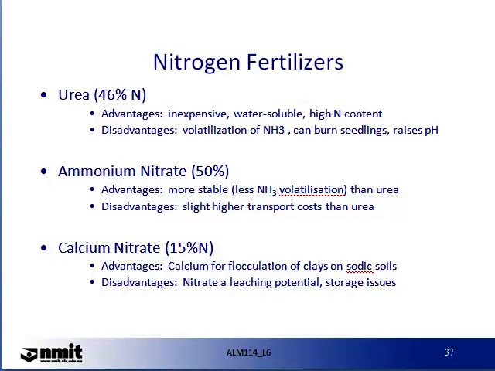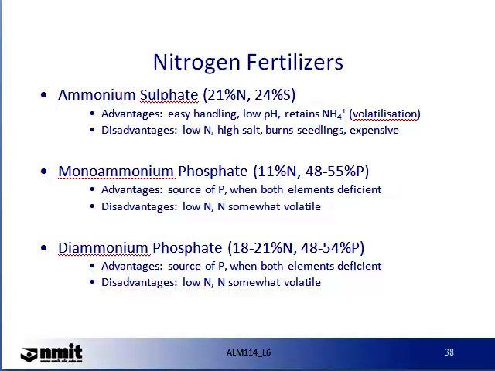Please be aware, if you purchase any nitrogen fertilizers, that you are familiar with the regulations. If nitrogen is above 45%, then you need certification to use and to carry these fertilizers. Ammonium sulfate provides 21% nitrogen, but also includes 24% sulfur. The advantages of this fertilizer are that it's easy to handle, it can be used in low pH soils, and it retains NH4. The disadvantages are its low nitrogen, high salt, it can burn seedlings, and it is expensive.